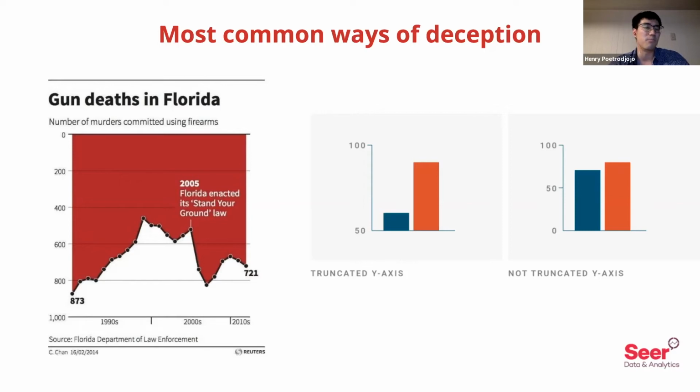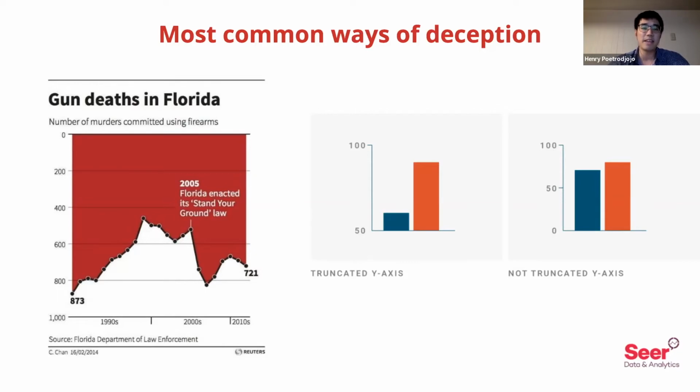Now, I had a brief read of what this could be. From my understanding, it's basically a law that says you don't have to make an attempt to run away or escape before being able to claim it was self-defense. And based on this chart, it appears to have led to a dramatic decrease in the gun deaths.